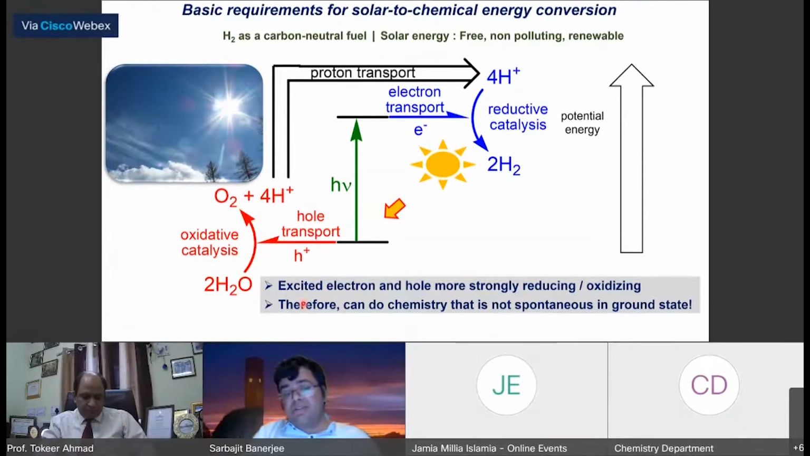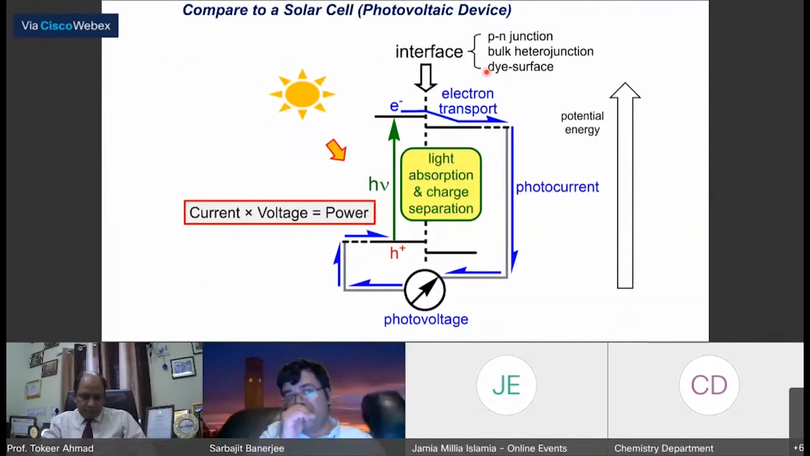And the excited state electron and the excited state hole are generally more strongly reducing and more strongly oxidizing than your regular electrons and holes. And that really gives you the opportunity to do more chemistry that is not spontaneous in the ground state, right? And I'm showing a relatively simple scheme here. There's a lot of interest in all kinds of solar fuels, even beyond hydrogen and oxygen, but we'll mostly focus today on this, right? If you compare this to the solar cell example Dr. Sarma showed, where the only difference in the solar cell, you do the same thing.